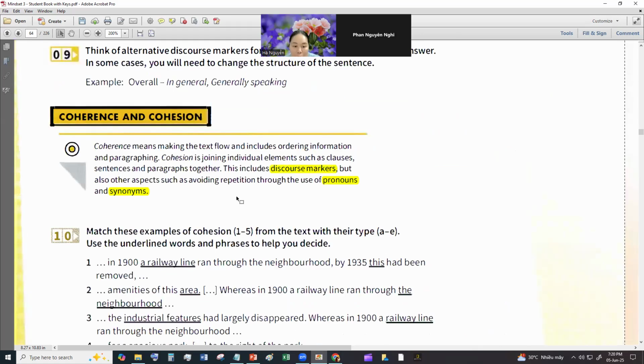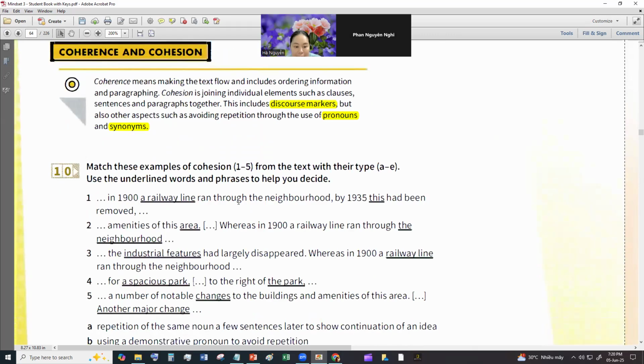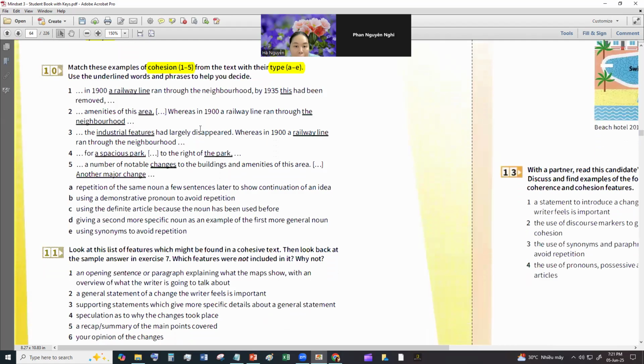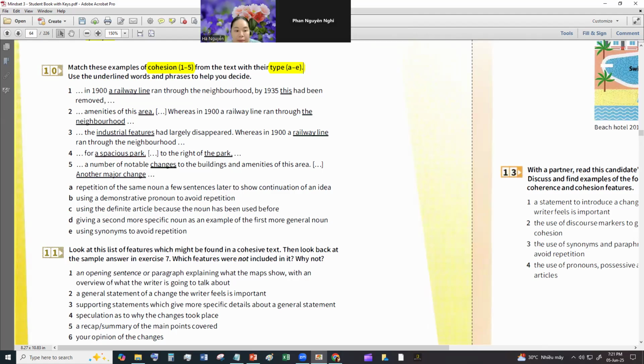Okay, that's why we will practice with exercise 10. So please match the examples of cohesion 1 to 5 with their type A to E. All right, so your task is to identify the cohesion with the type. Let's finish exercise 10. I will give you 5 minutes for this.